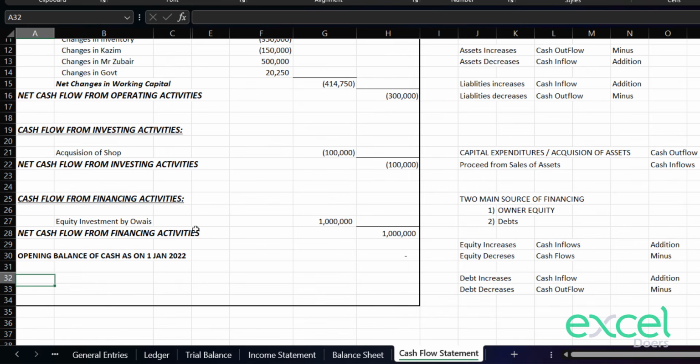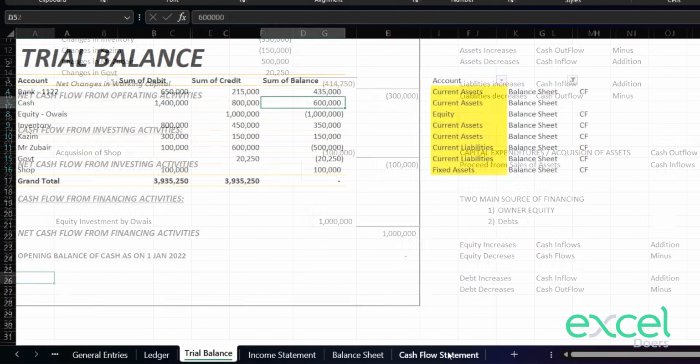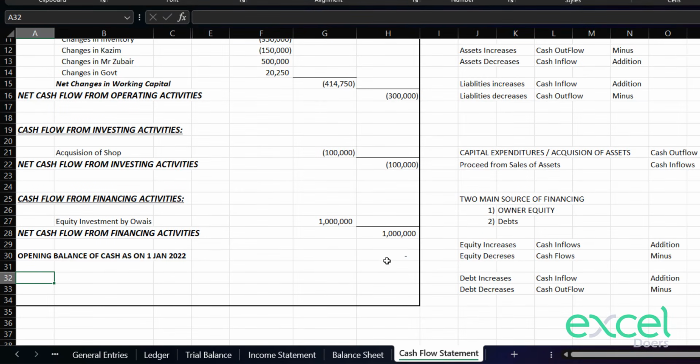So now if I sum every cash flow including the opening balance, it will give me the answer of the ending cash balance, which should be exactly the ending balance of this. If that doesn't match, it means I have not prepared my statement correctly. There is an error I have made. So let's see what happens.